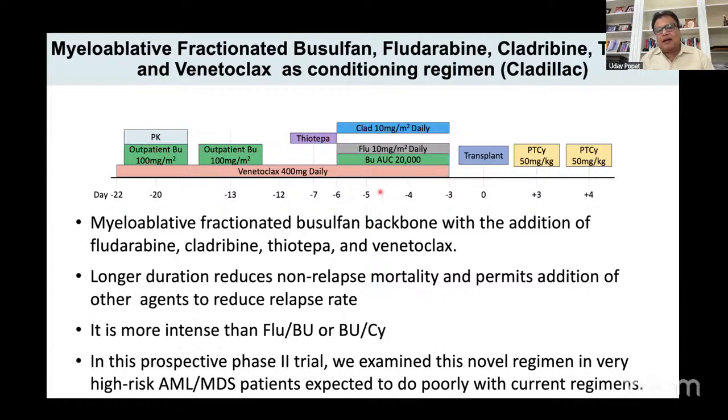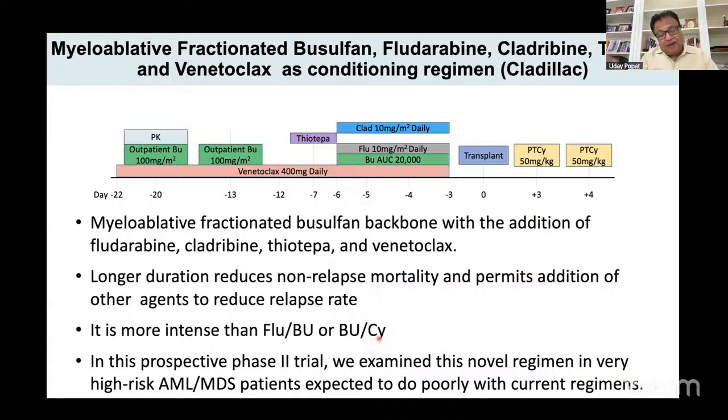Because the longer regimen allows you to give a drug like venetoclax over a longer 20-day period, which is not available to you when you give a short regimen. And what is so interesting is that this regimen is even more intense than fludarabine and busulfan because it has these additional agents, including cyclophosphamide, which is given post-transplant, or even Bu/Cy. So this is the most myeloablative of the regimens, and we are giving it to older patients.